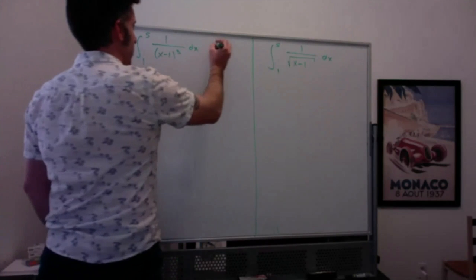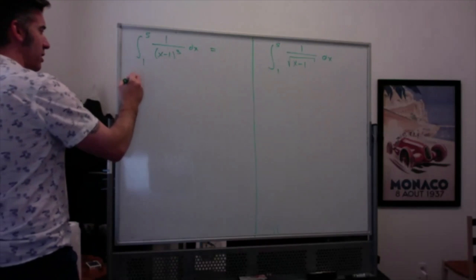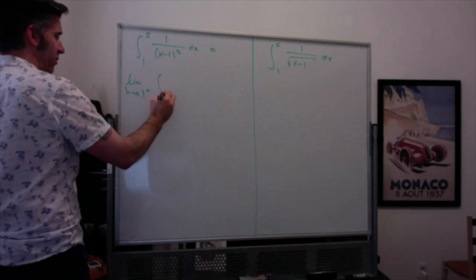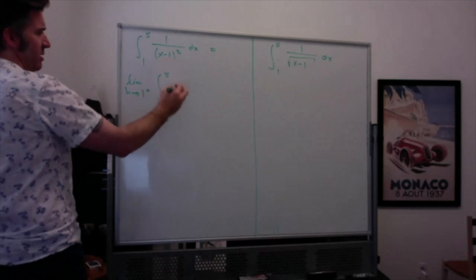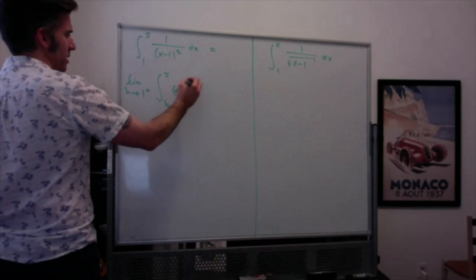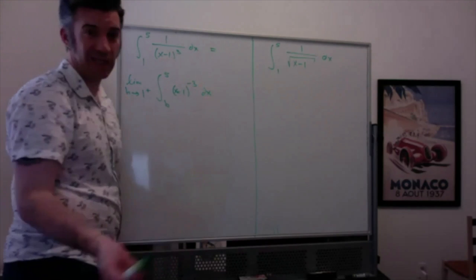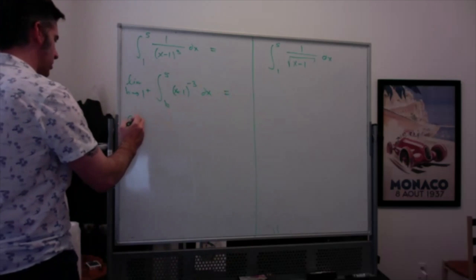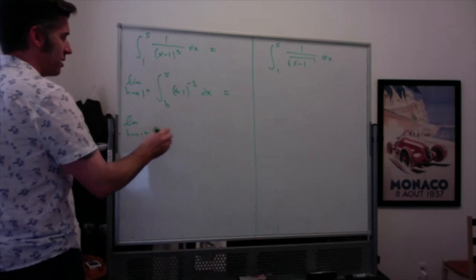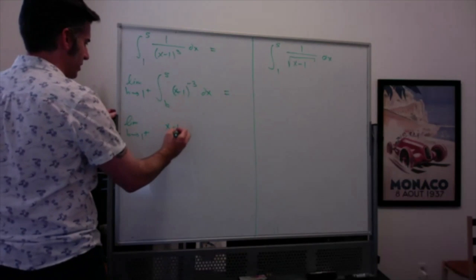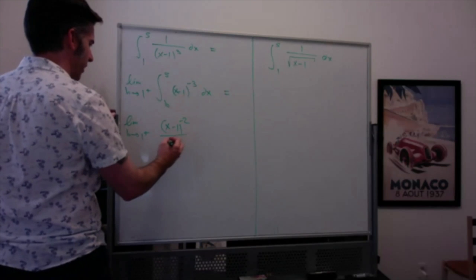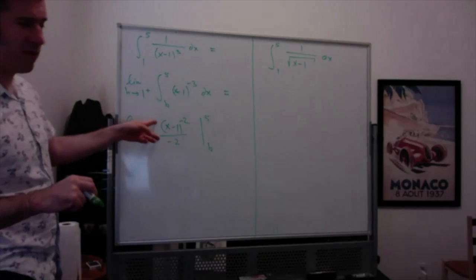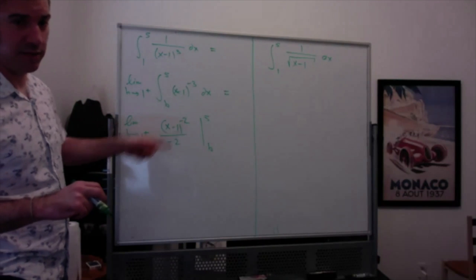Let's do this one first. This is going to equal the limit as b goes to 1 from the right of the integral from b to 5. And I'm going to rewrite this as x minus 1 to the negative third, just to make it slightly easier to anti-differentiate. When I anti-differentiate this, I get (x minus 1) to the minus 2 divided by minus 2 from b to 5. And now I would rather write this so that this thing has a positive power.